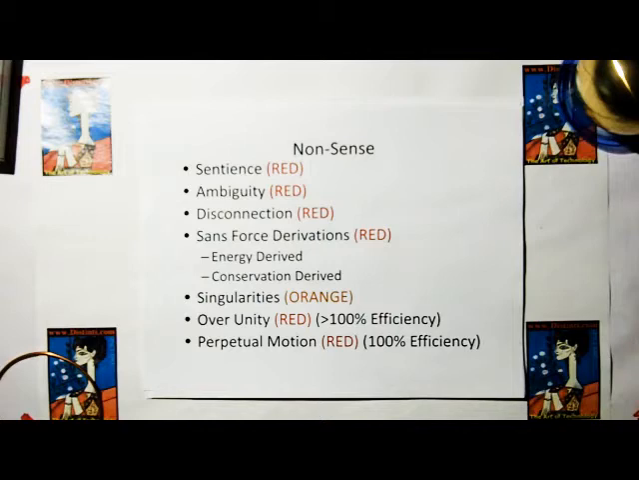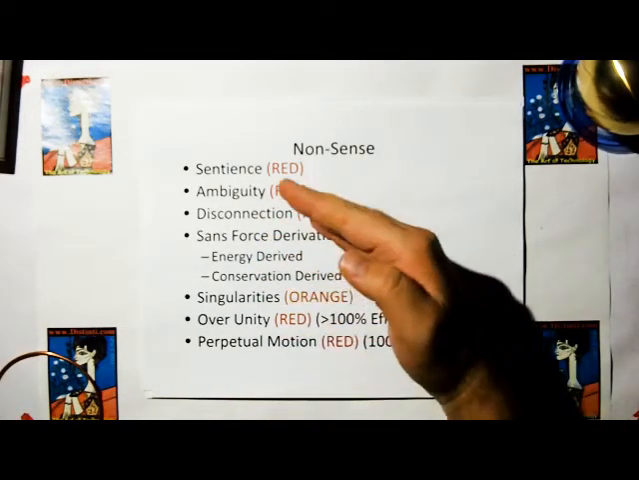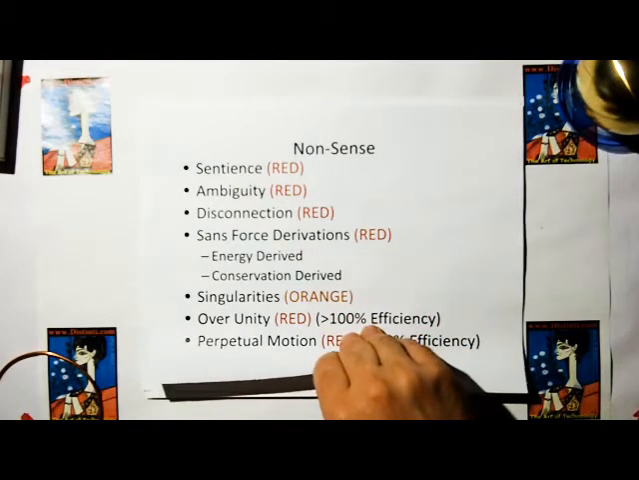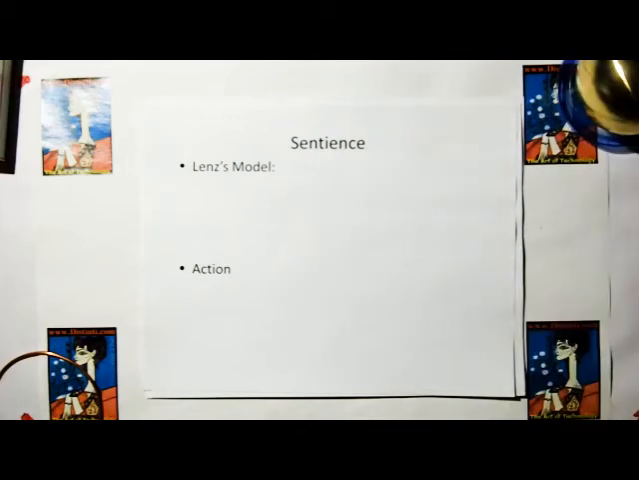In my opinion, the nonsense ones are the most severe. That's why most of them are red, and there's more of them. We're going to cover what each one of these things means. So this is just the intro to this section. There's 8 nonsense properties of nature.